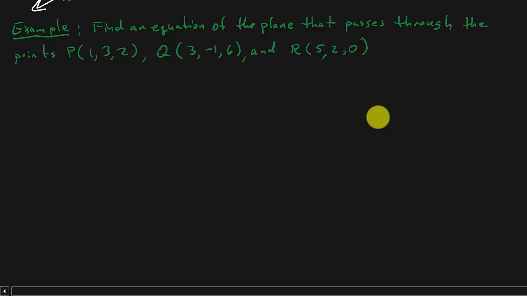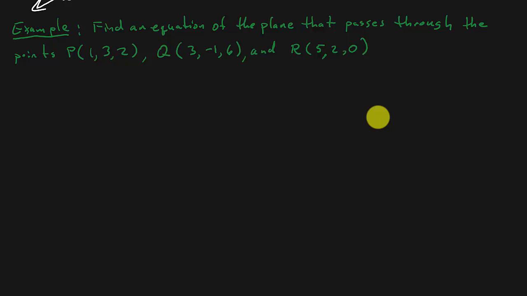All right, so let's look at this one. Find the equation of the plane that passes through the points 1, 3, 2, 3, negative 1, 6, and 5, 2, 0. All right, so think about it. What do we need? We need a point on the plane. Do we have that? Yes, we got 3 of them. Okay. Well, what's the other thing we need? We need a normal vector, don't we? We need the normal vector to the plane.